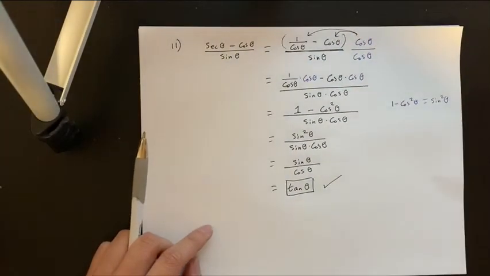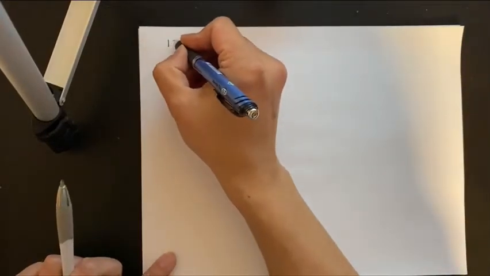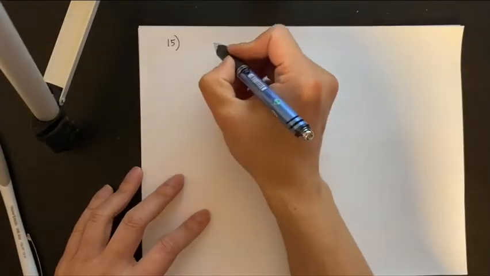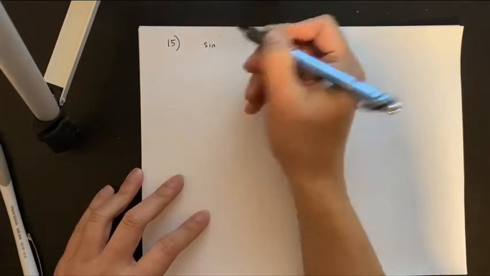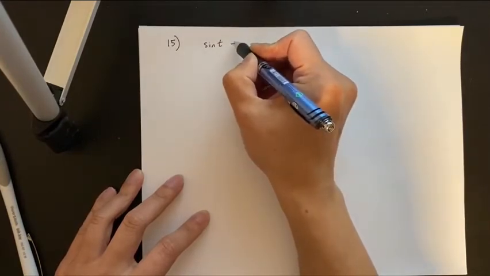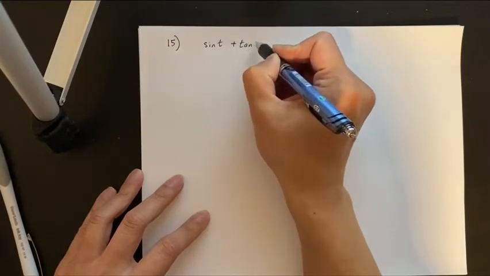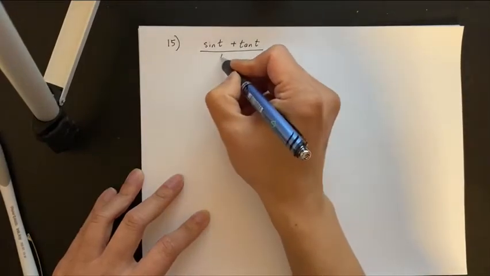So the next problem will be number 15. And so we're going to start with an expression. And it's not x this time, it's t. So sine of t plus tangent of t, and it's all divided by tangent of t.